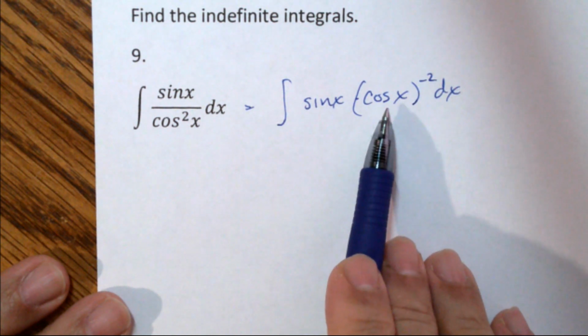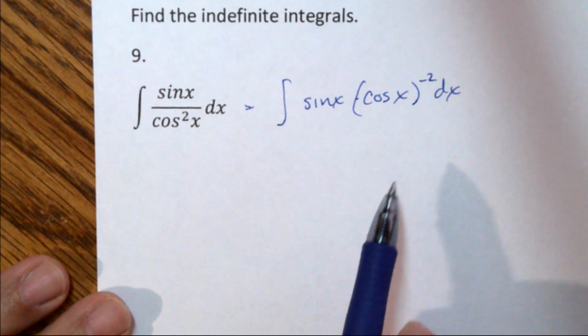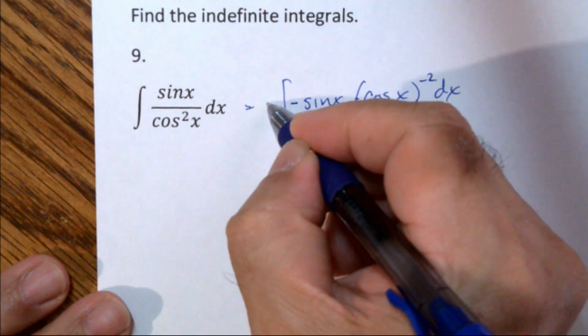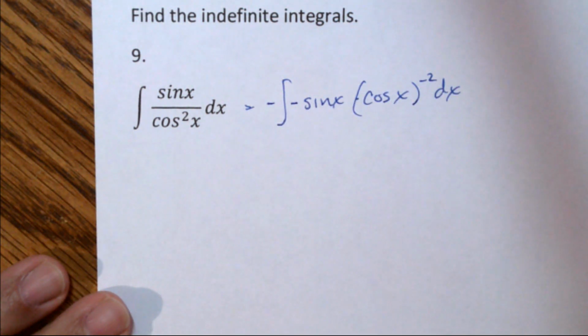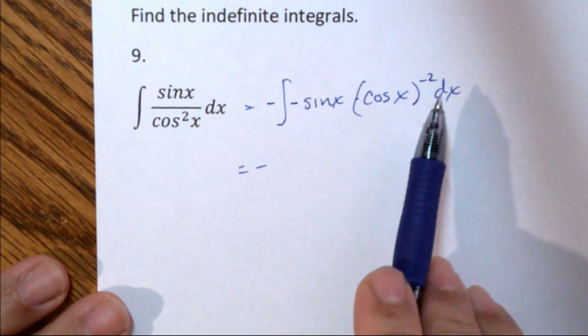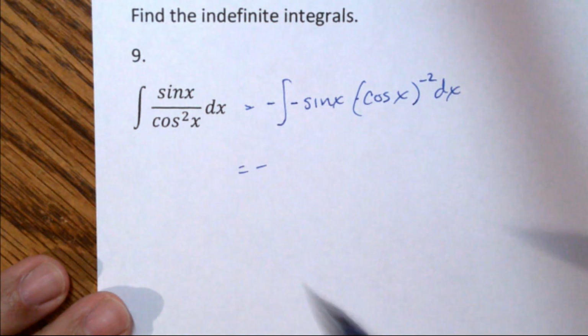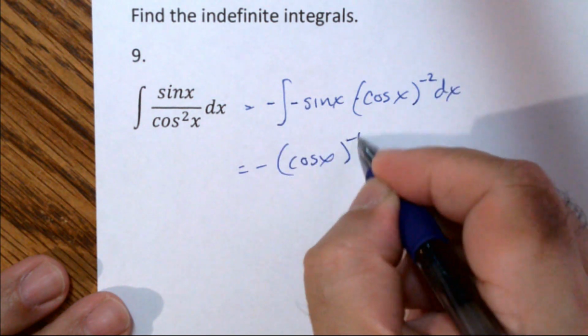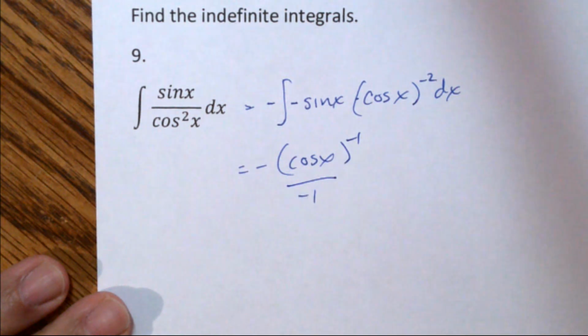Well, the derivative of cosine x is negative sine x. So I'm just missing a negative sign. Compensate for that negative sign with a negative there. Now, all I need to do is do the power rule on this. So that's going to be cosine x, add 1 to the exponent, divide by the exponent.